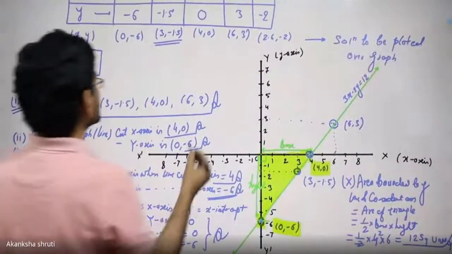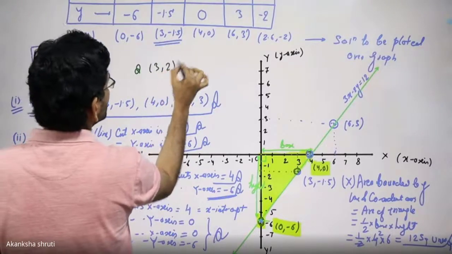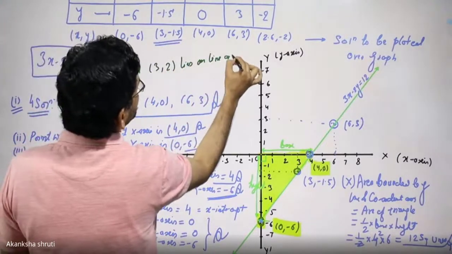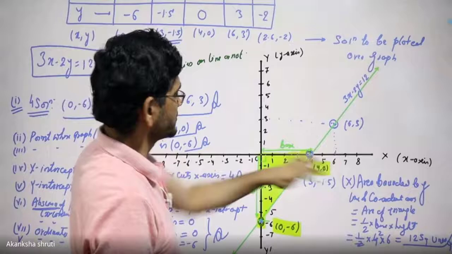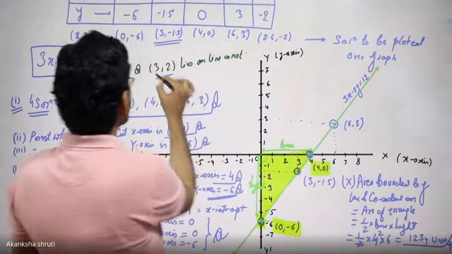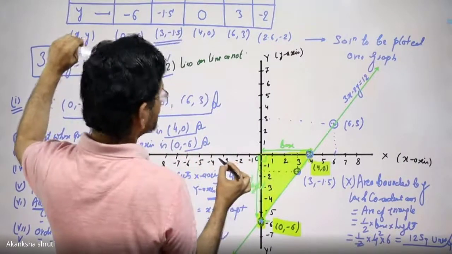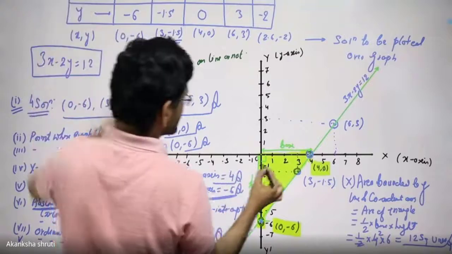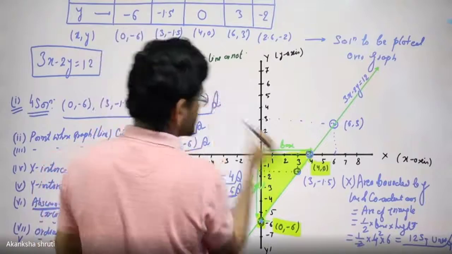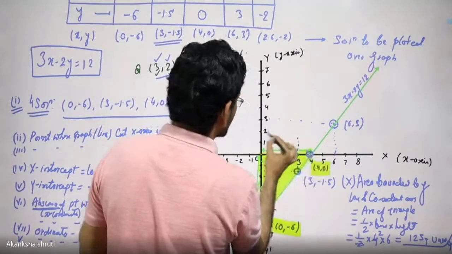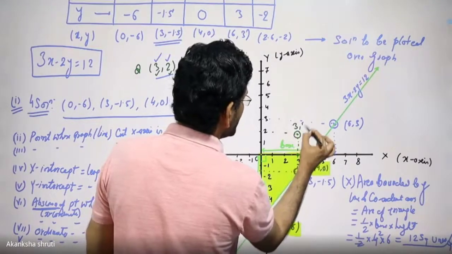The last point we want to check is whether this 3, 2 lies on this line or not. Students, take this point and plot it on this coordinate axis. X is 3, y is 2. So we have to move for x equals 3. X equals 3 means it will come here, and then y is 2 means positive 2. We need to put it here. So this is the point 3, 2.